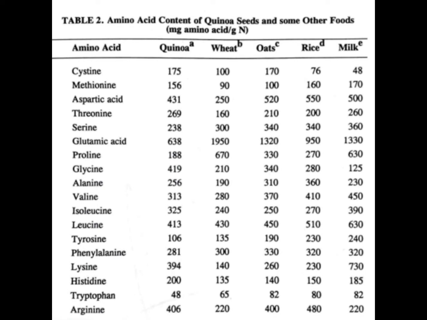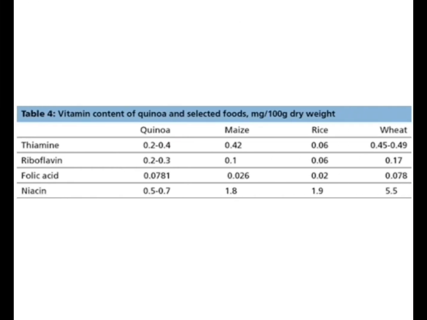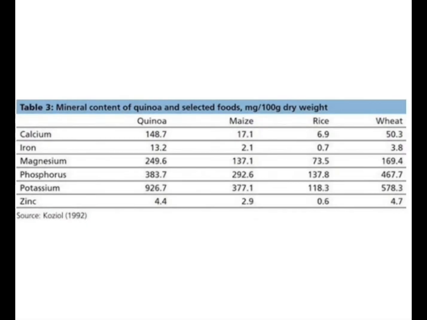For example, it has a higher value than cereals for lysine, an essential amino acid critical for children's brain development. And these essential amino acids have a close to ideal balance. Quinoa is also a good source of several vitamins and minerals.